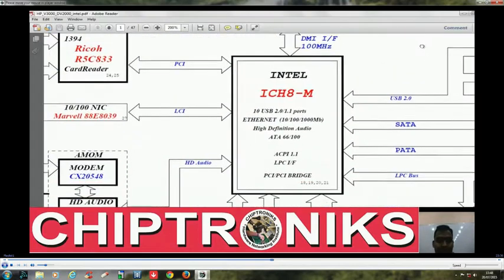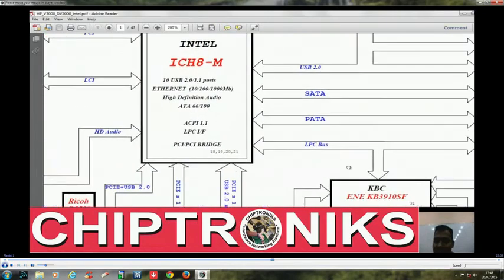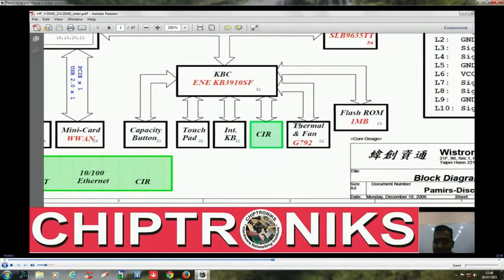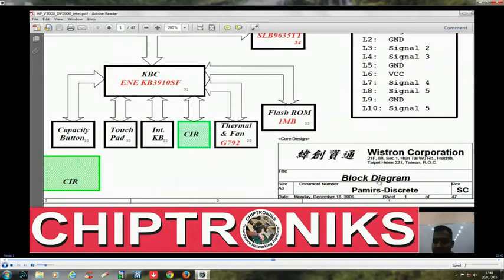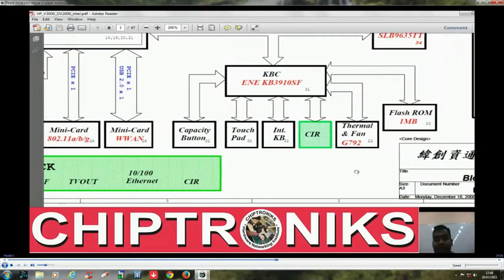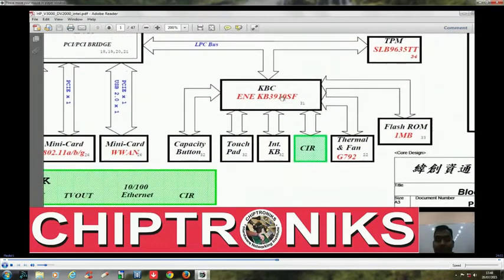So we have described the very first page. As you see, this is the very first page, block diagram, Pamir discrete. As I've told you, discrete means this notebook motherboard has a graphic chip. If it's written UMA, this notebook motherboard does not have a graphic chip, and it is using the core capabilities of the GMCH. The IO controller controls the touchpad, internal keyboard, thermal management and fan controller.